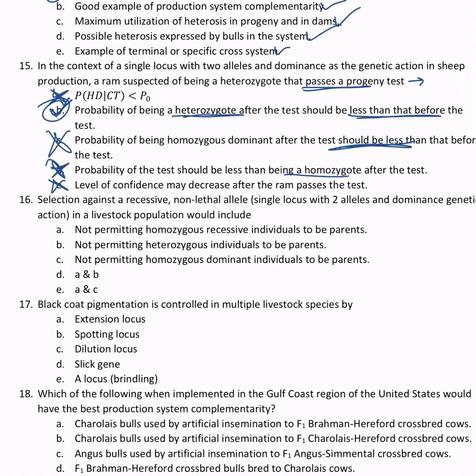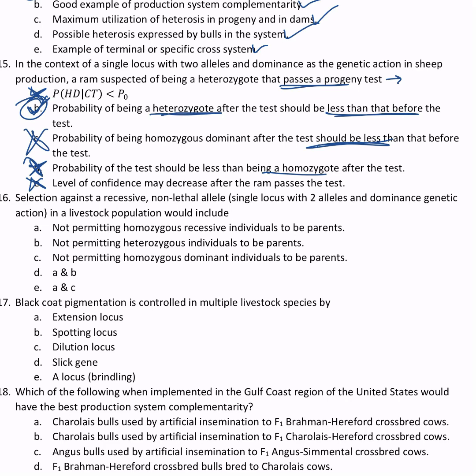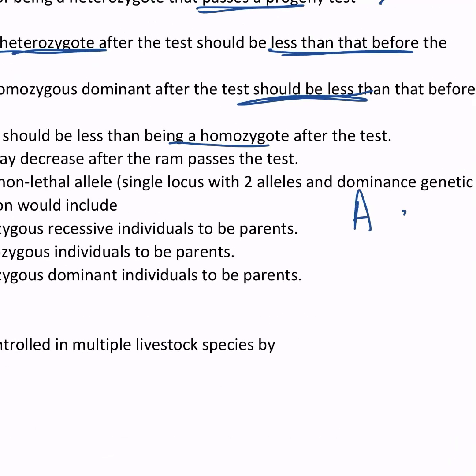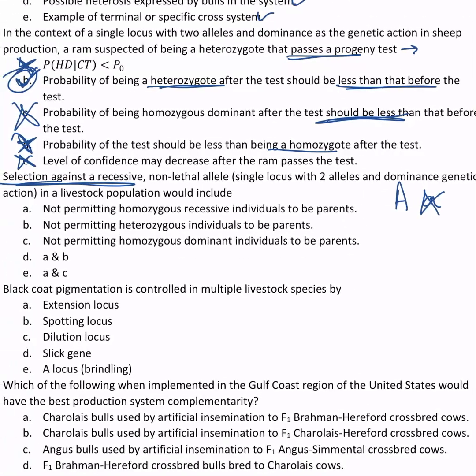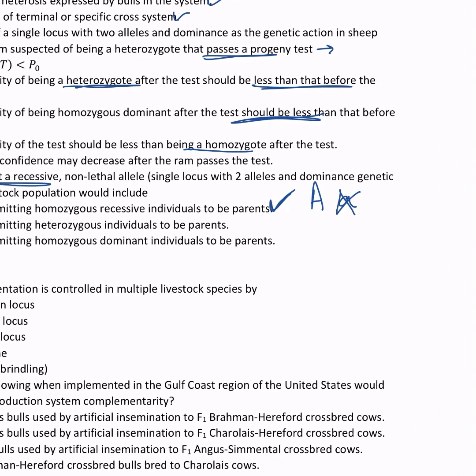So, next question, selection against a recessive non-lethal allele, single locus with two alleles and dominance as its genetic action, in a livestock population would include. We're selecting against a recessive, so if we have big A and little a, we're trying to get rid of this little a. Not permitting homozygous recessive individuals to be parents. That is correct, because if you allow, say, red cattle to reproduce, that little a, or in this case, since we've learned cattle color, that little e will continue to be passed on.